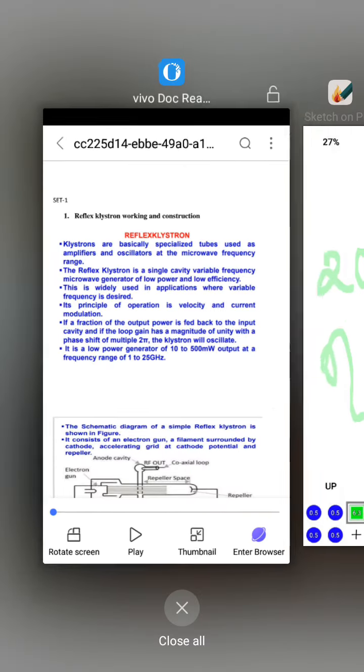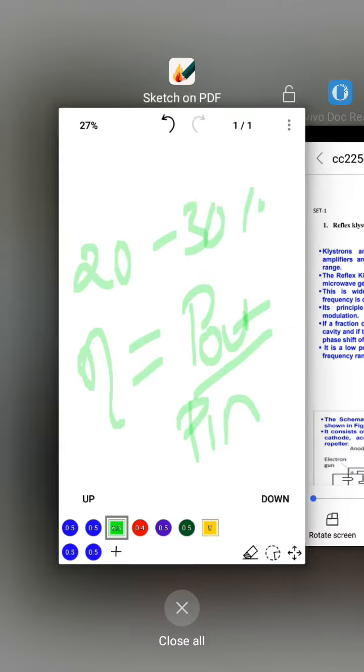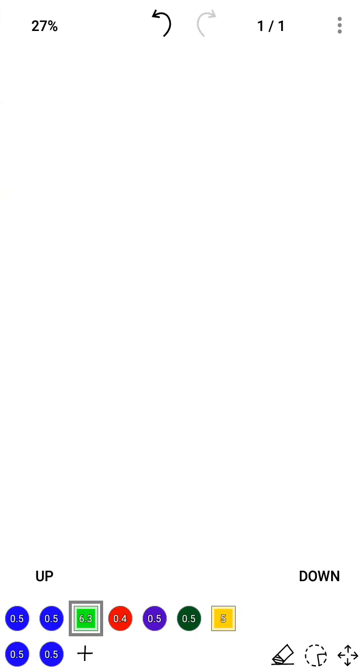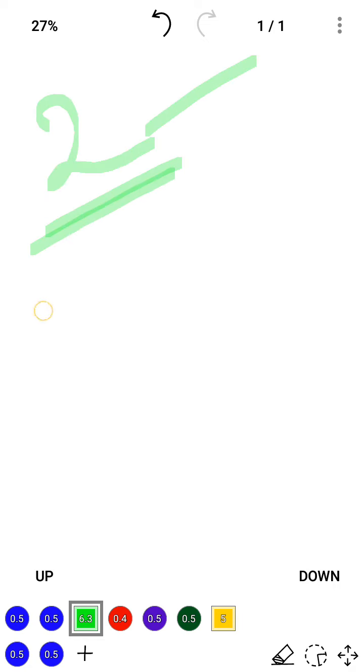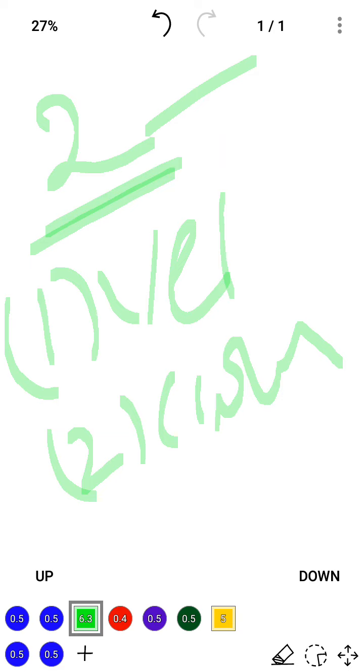Next, this is widely used in applications where variable frequency is desired. We use it for variable frequency of microwave devices. Its principle of operation is the velocity and current modulation process. The reflex klystron operates based on two principles: one is velocity modulation, another is current modulation. I'll tell you what velocity modulation and current modulation are.